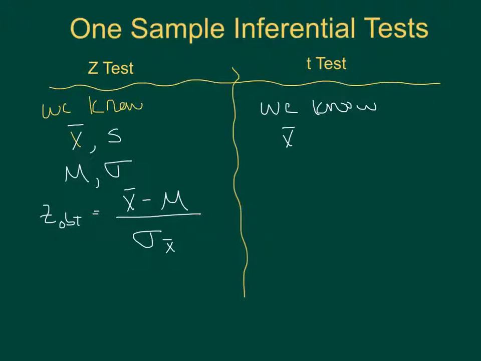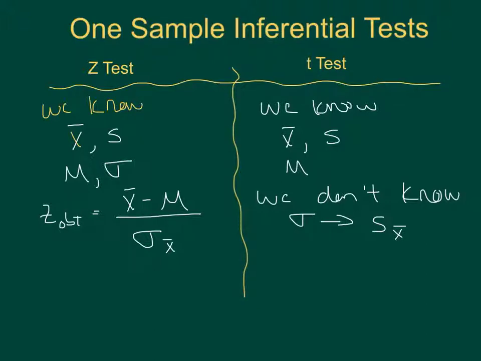In a t-test, or one sample t-test, we always will have our sample mean X bar and our sample standard deviation. In this t-test, we do know mu. We don't know sigma. So since we don't know sigma, we need to estimate sigma sub X bar by calculating s sub X bar. Which we can do because we have our standard deviation and our sample size, or our n.